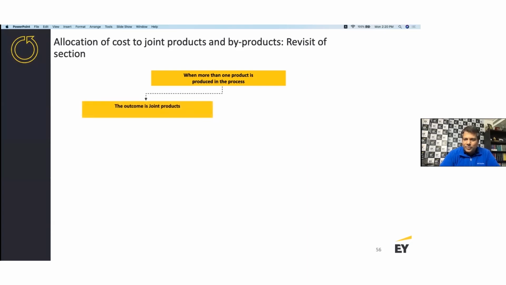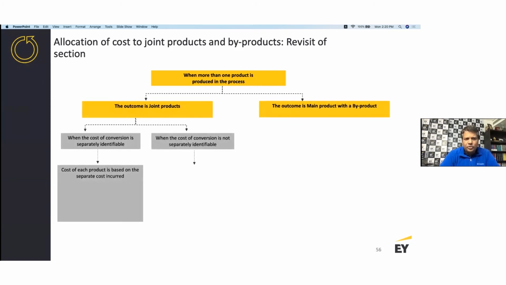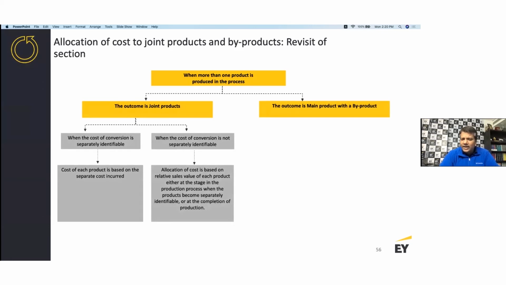Okay, so when I quickly summarize, when there is more than one product in the production process, they are joint products. So the outcome is joint products, or the outcome is a main product with a byproduct. If I can identify the cost of conversion separately, then I'm going to look at them based on their individual cost. When I'm not able to identify them, then I'm going to look at relative sales value, right? Depending on the stage at which they are separable and identifiable, and the sales price at that stage. Okay, so depending upon the information which is available, again, remember, apply the rational and logical basis.